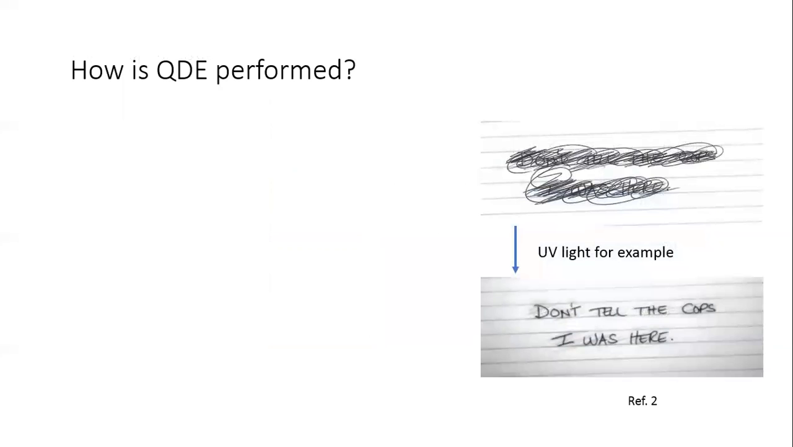So how is questioned document examination performed? Well, there are two parts to it. The first question you've got to ask yourself is, are there two different ink sources? Because if there aren't, maybe it's not a forgery. So the first part of the analysis is pretty straightforward.